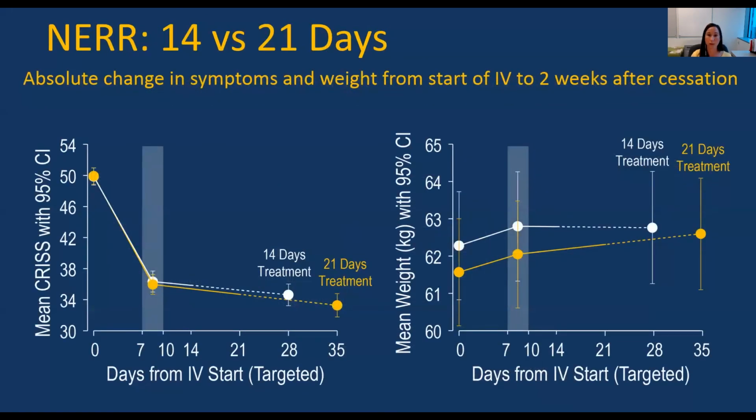So here are the secondary endpoints in the NERR groupings. This is again mean CRIS change with 95% confidence intervals, large changes in symptom scores, improvements in symptom scores, no significant difference between the 14 and 21 days. And then improvements in weight, there were improvements in weight gain, but again, no significant difference between 14 and 21 days.